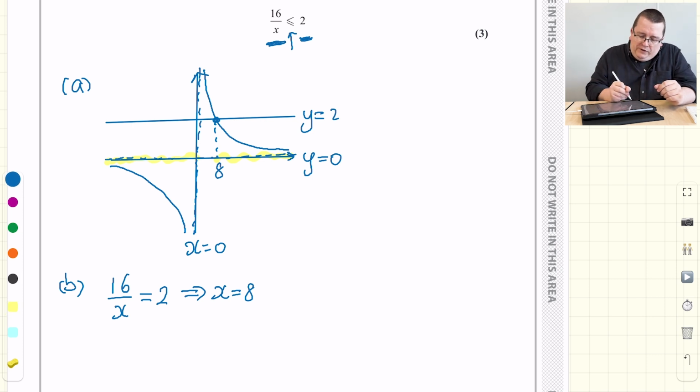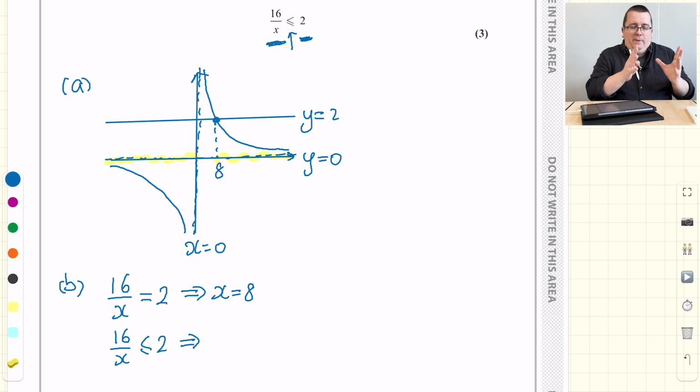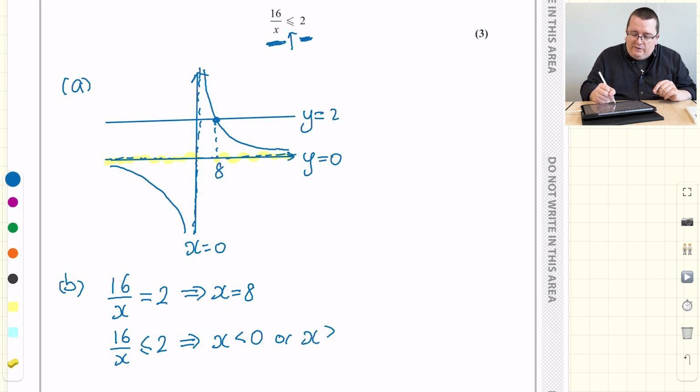So the solution to the inequality is the left-hand bit. Now remember, x can't be equal to 0, so x is less than 0, or the right-hand bit. So you get these two regions, two inequalities, so x is greater than or equal to 8. So that's the first method.